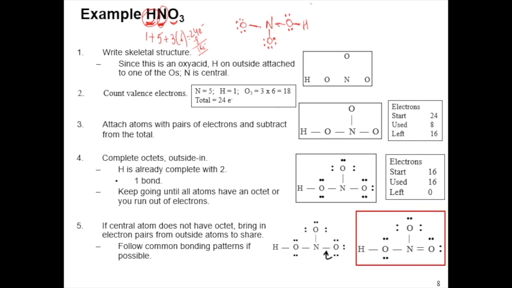How about hydrogen? Hydrogen has 2 electrons, so this is happy. How about oxygen? It has 1, 2, 3, 4, 5, 6, 7, 8 electrons, so oxygen is happy. How about this oxygen? It has 1, 2, 3, 4, 5, 6, 7, 8 electrons, so this oxygen is happy. Octet means 8. How about this oxygen? This has 2 electrons right here, 3, 4, 5, 6, 7, 8. This oxygen is also happy.